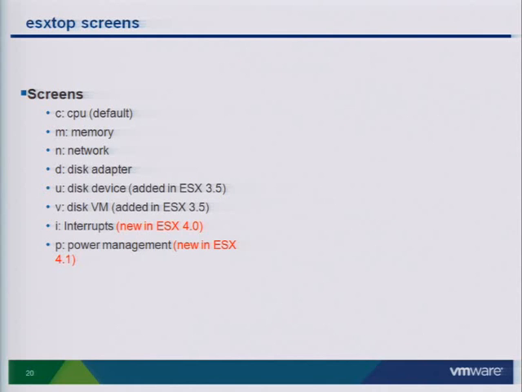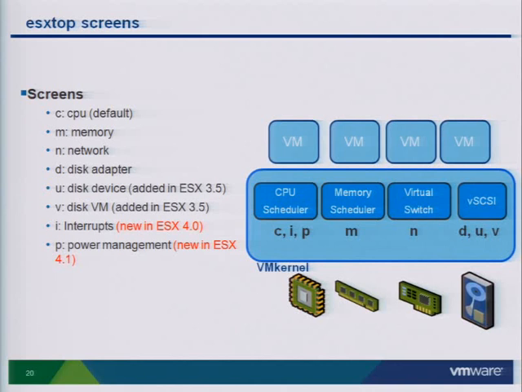In 3.5, we had a couple of new screens. The latest one is this power management screen, which can show you power management statistics on your ESX hosts. To highlight this, I just want to show you one more graphic, which shows how exhaustive ESXTOP is when it comes to collecting statistics of your ESX system. We have 3 different screens just for CPU. We have 3 different screens just for your storage. We have a screen for the virtual switch.